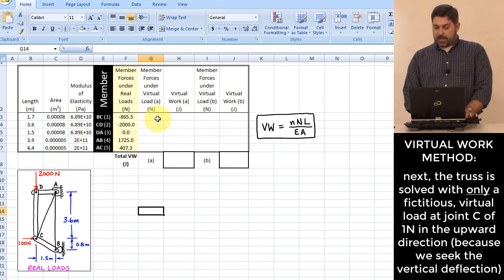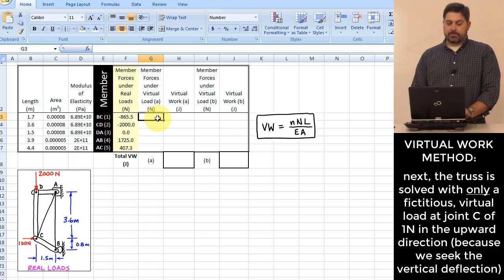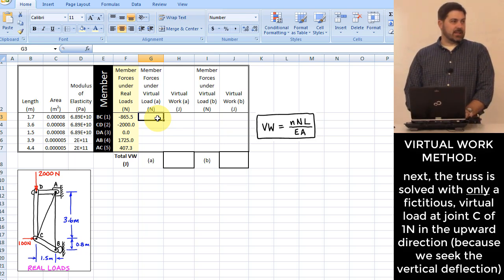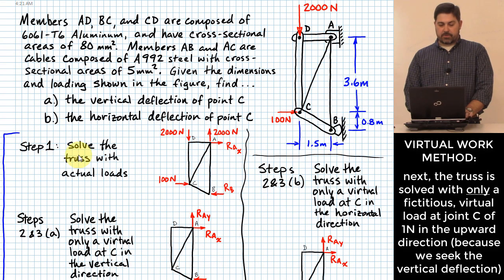With all this put in, what do I need to do here? What's my next thing according to this spreadsheet? Let me go back to my original picture right here. I need to go to steps 2 and 3. Step 2 basically says solve the truss with only a virtual load at the location where we're trying to determine the deflection and in the direction that we're trying to determine the deflection.